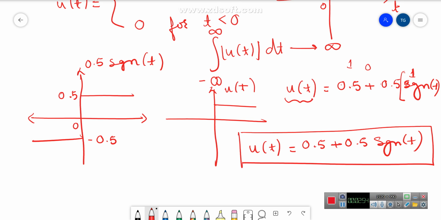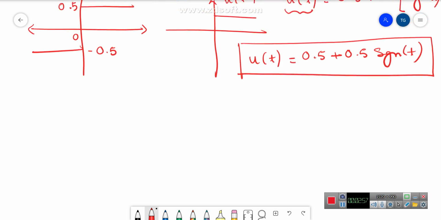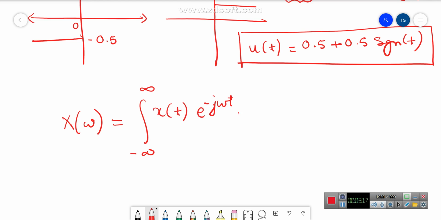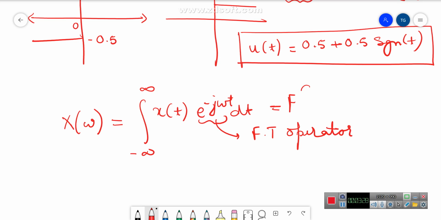This is nothing but my x of t value. So now we will calculate the Fourier transform. The Fourier transform is given by x of omega is equal to the integral from minus infinity to infinity of x of t into e to the power minus j omega t dt. So this is my Fourier transform operator, or this can be written as Fourier transform of u of t, which is nothing but 0.5 plus 0.5 signum of t.